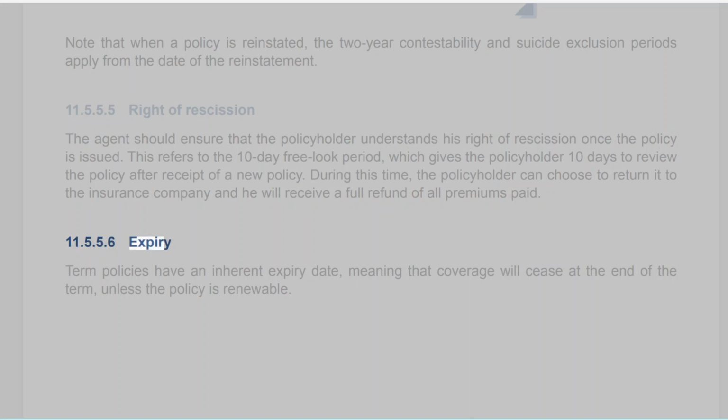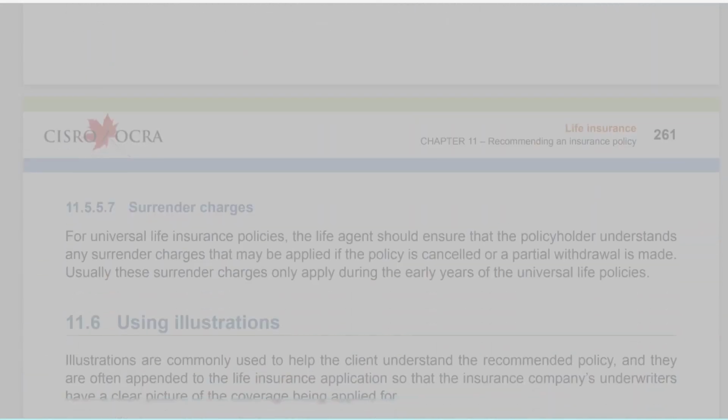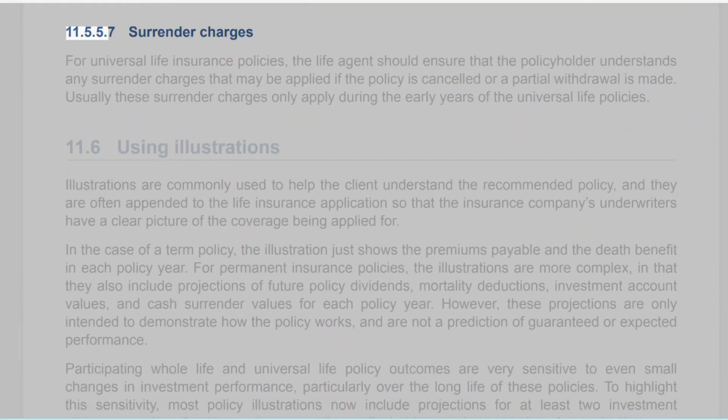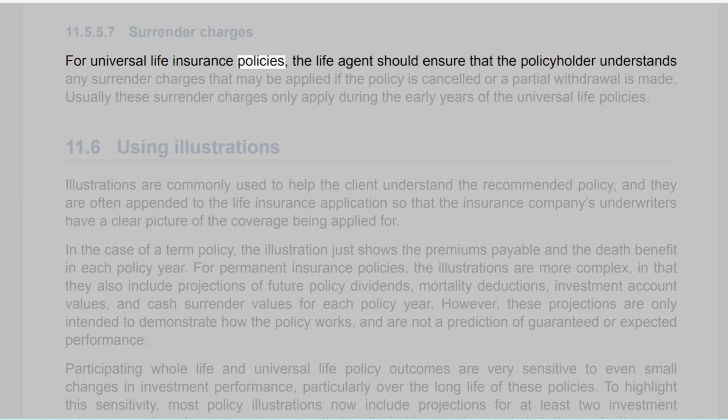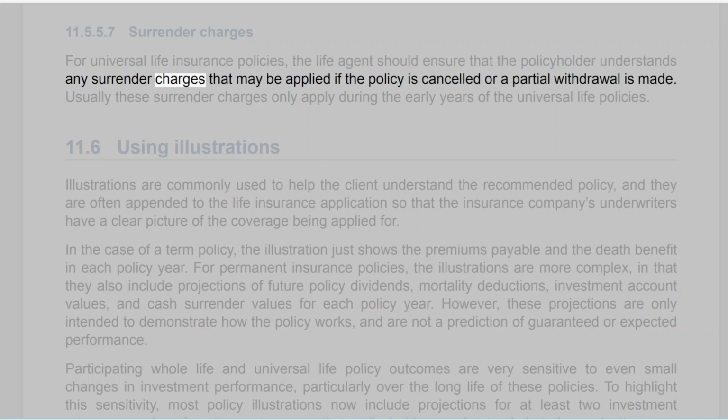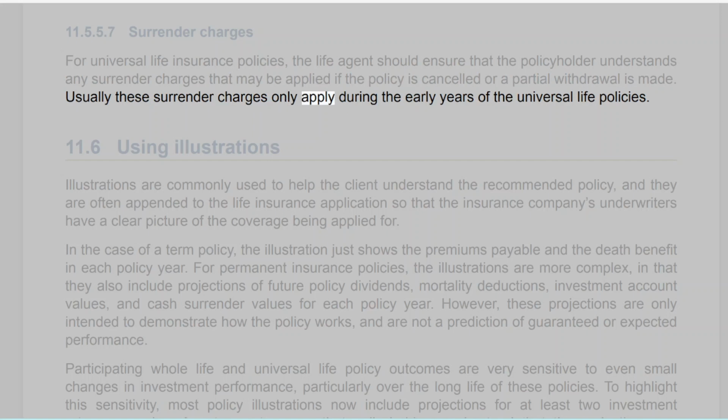11.5.5.6 Expiry. Term policies have an inherent expiry date, meaning that coverage will cease at the end of the term, unless the policy is renewable. 11.5.5.7 Surrender charges. For universal life insurance policies, the life agent should ensure that the policyholder understands any surrender charges that may be applied if the policy is cancelled or a partial withdrawal is made. Usually these surrender charges only apply during the early years of the universal life policies.